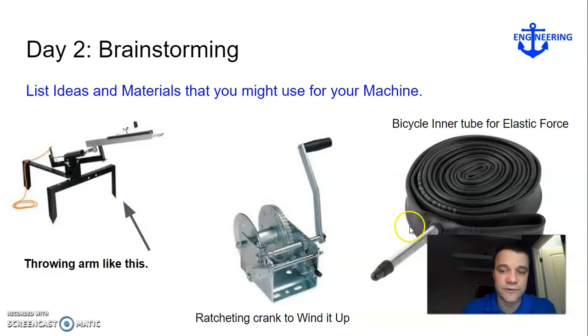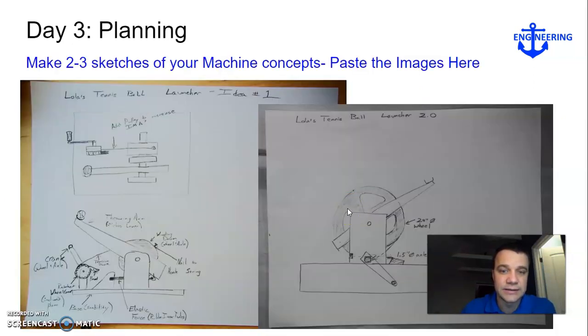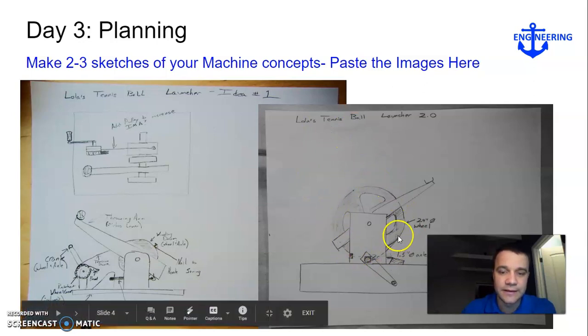Here are some ideas for how I might make this machine. I updated this page based on the materials I found yesterday. You see there's a second sketch of how I might build this tennis ball launcher. I'll explain why. You'll see the wheel is a little bit bigger and that I've changed the location of the crank from where I had it in this sketch.